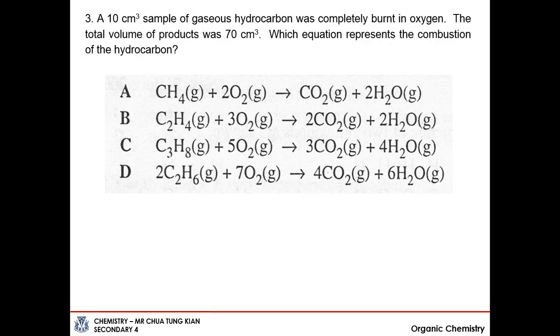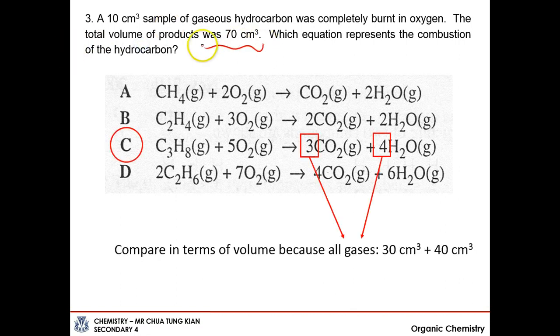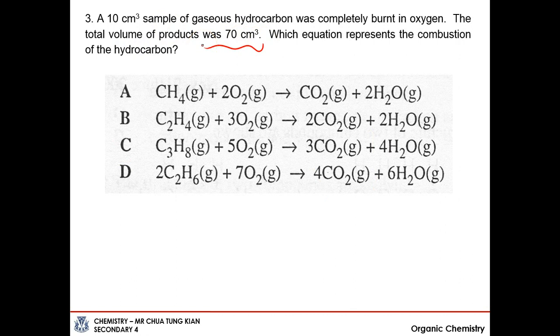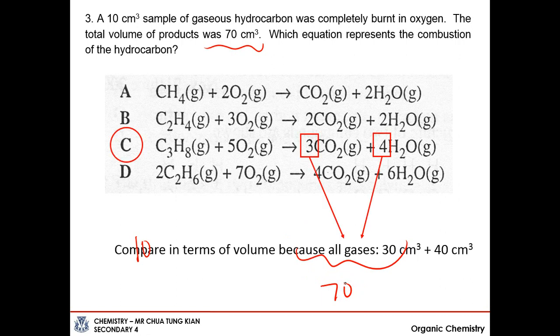Next part. Question 3, 10 cm cube sample of gaseous hydrocarbon was completely burned in oxygen. Total volume of products was 70 cm cube. So which one represents the combustion reaction? If you recall from mole concept, gases can be counted directly from the volumes. So which one do you have? 10 cm cube of hydrocarbon giving you 70 cm cube in total of gases. It is answer number C. So we have 1, 3 and 4, which means it is 10 cm cube, 30 cm cube, 40 cm cube. So 10 cm cube gives me 70 cm cube in all.